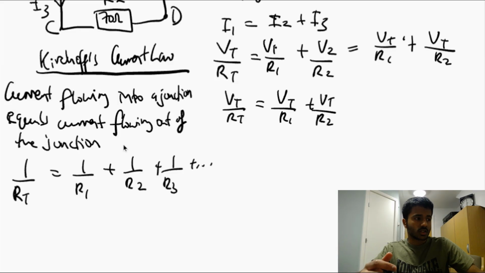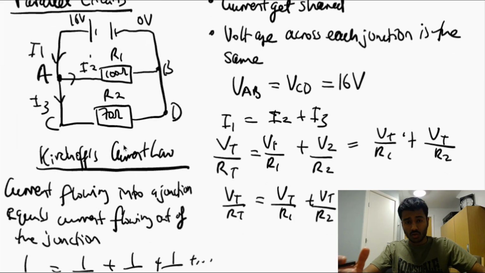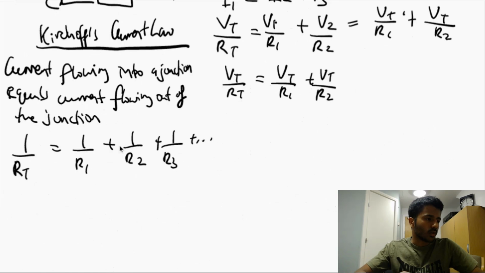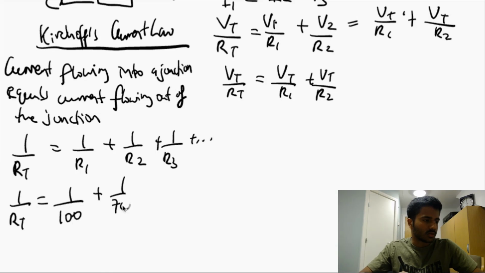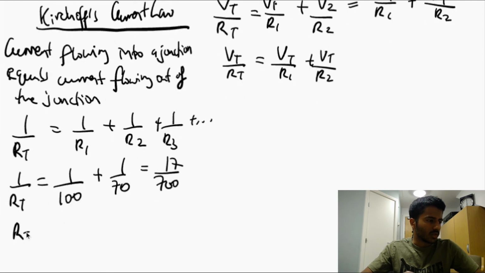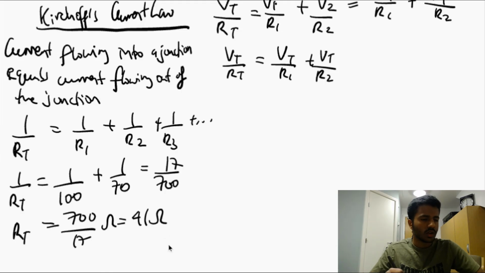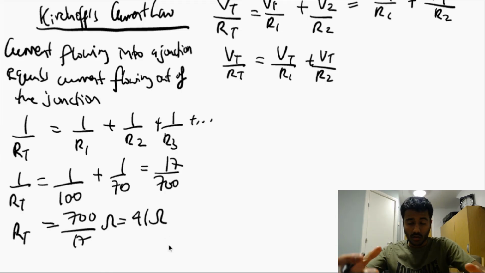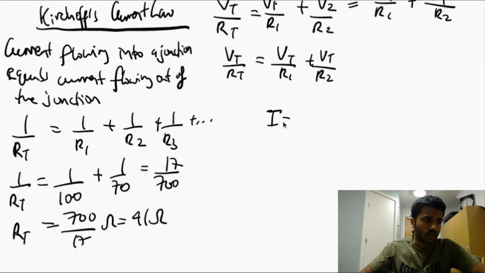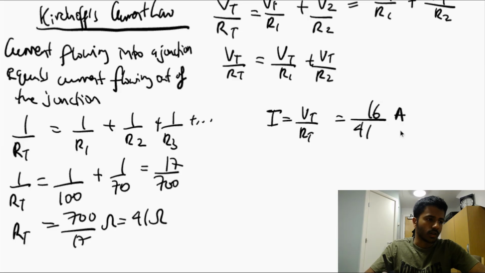So as an example, if you look at this circuit here, if I wanted to find the total resistance, I'd first calculate 1 over RT, which would be 1 over 100 plus 1 over 70. And that gives me 17 over 700. So if I wanted to find RT, I just flip that around. I'd say 700 over 17 ohms, which is 41 ohms. So if I wanted to then calculate the current flowing through the battery, I could just say I is equal to Vt over RT, which is 16 volts over 41, and that would give me my current in amps, which is equal to 0.39 amps.